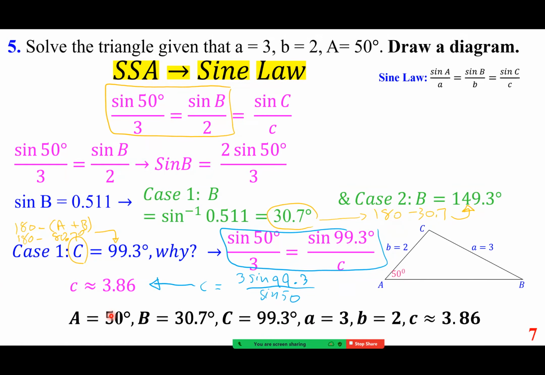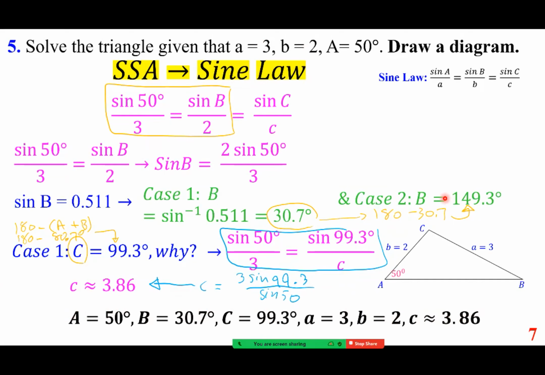So capital A is 50. We found B to be 30.7 degrees. We found C to be 99.3 degrees. A was given to be 3, B was given to be 2, and lowercase c was found to be 3.86. So this is case 1.